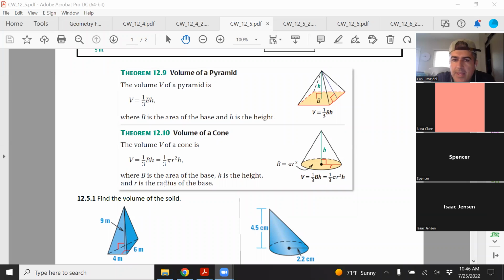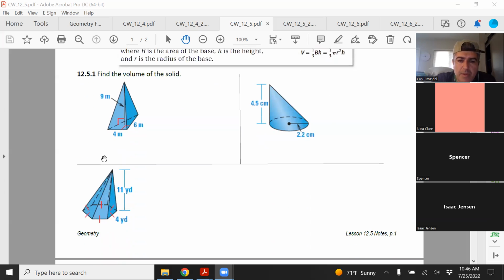Volume of a pyramid is 1/3 BH, where B is the area of the base. That's true for a cone as well, but the base is a circle for a cone. Whereas for a pyramid, it could be a lot of different things: a rectangle, a square, a parallelogram, a trapezoid, a hexagon. The cone is just like an ice cream cone, circular at the bottom and pointing at the top, or you can flip it over. Same thing with the pyramid, but usually pyramids have a base and point at the top, like the pyramids in Egypt.